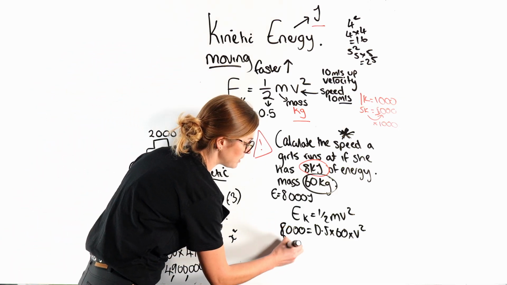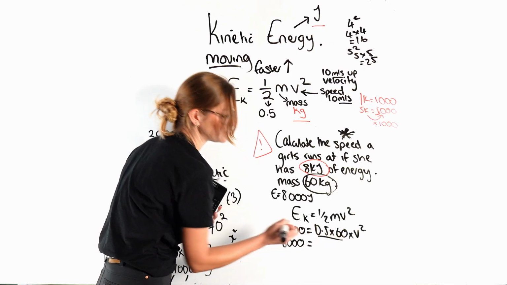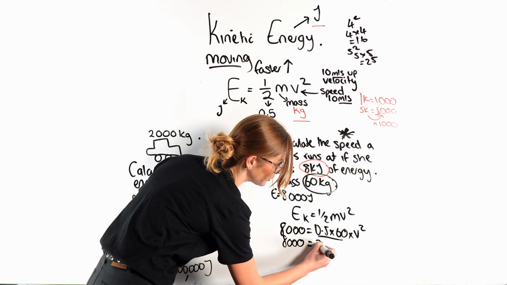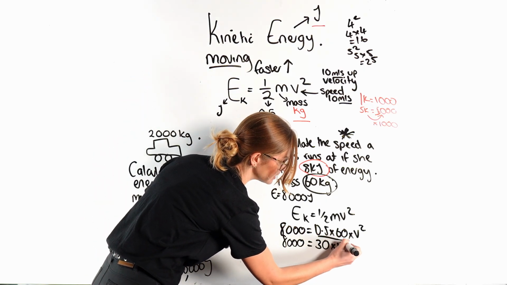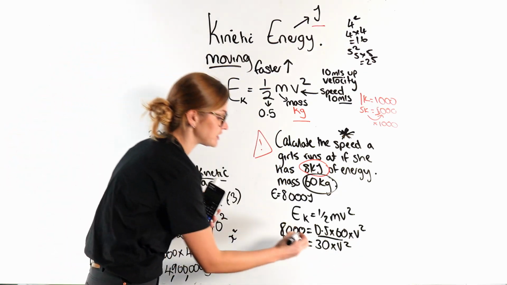So my next line is 8,000 equals a half of 60. A half of 60, let's just break it down, is going to be 30. So it's 30 times v squared. Now, I only want to know what the speed is, right? I just want that v squared.